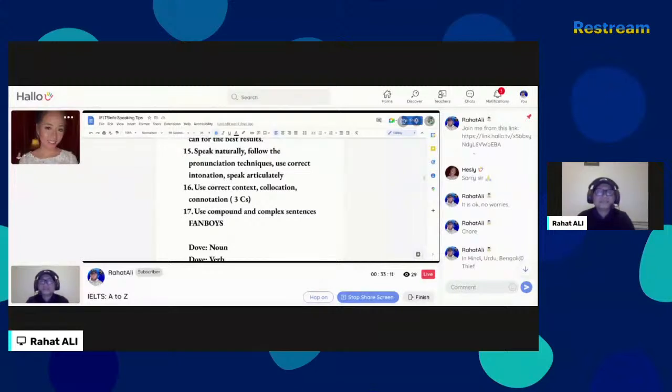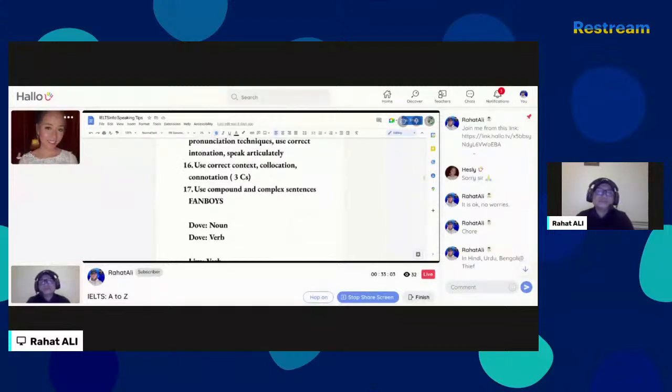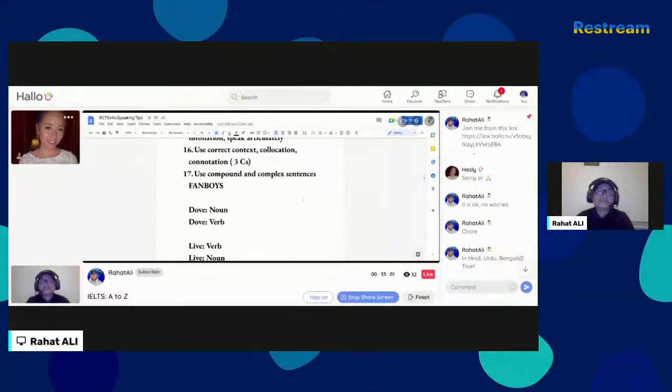And lastly, try to use compound and complex sentences wherever possible using these conjunction acronyms.